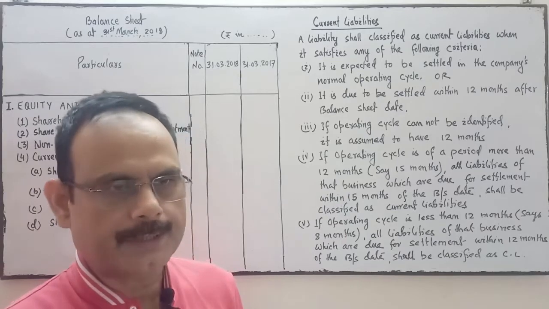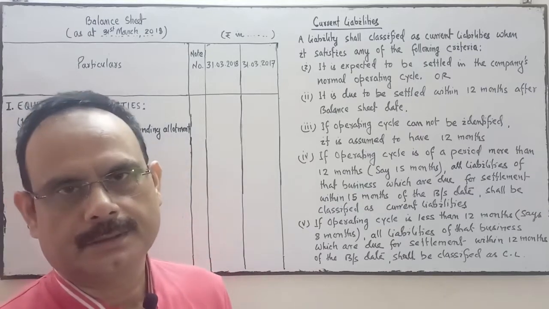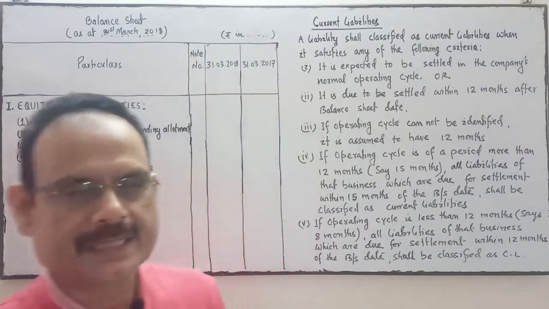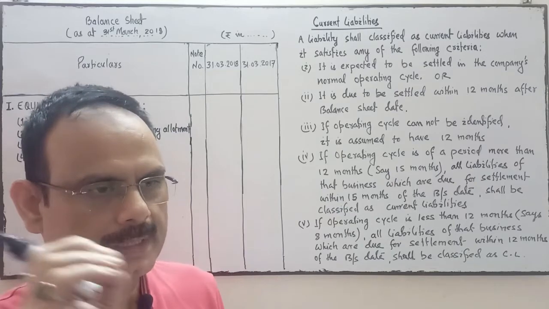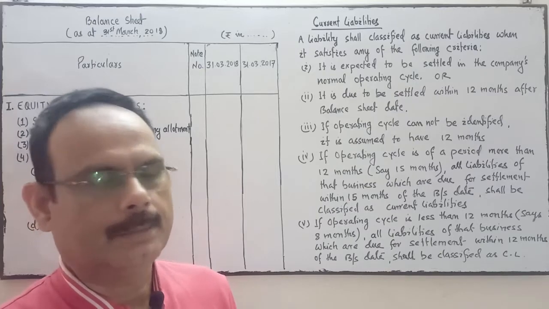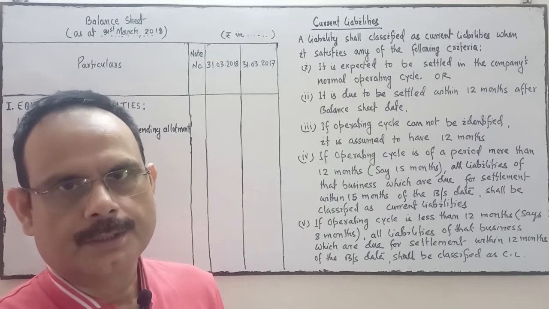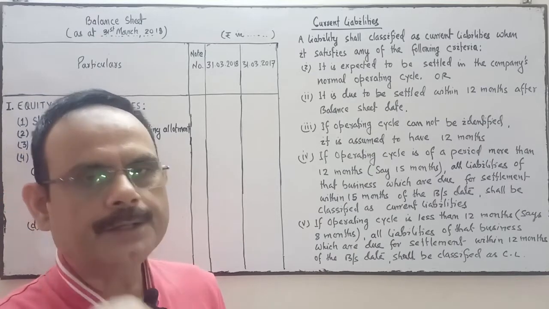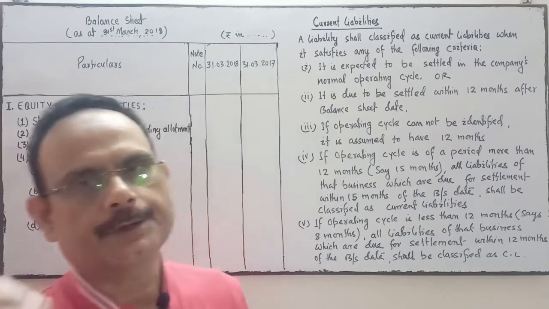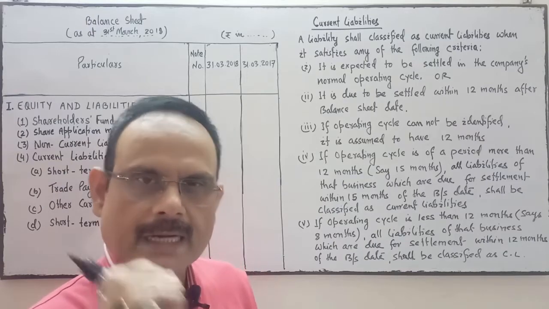Current liabilities are those liabilities which will be repaid by the company within the operating cycle. Within the normal operating cycle of the company, it is expected to settle the amount, or the amount will be paid by the company to their creditors or borrowings within 12 months from the date of the balance sheet. So first of all, we will try to understand what is current liability.